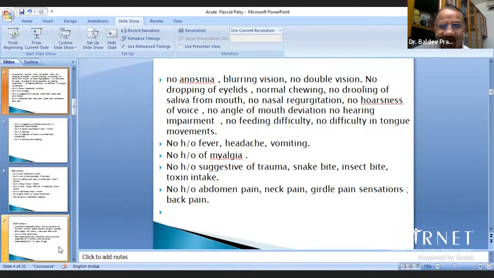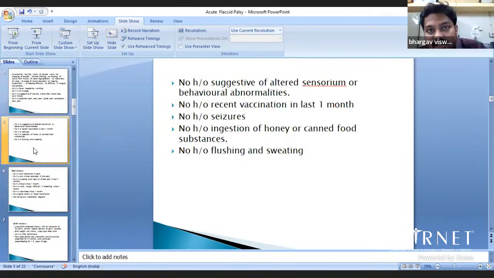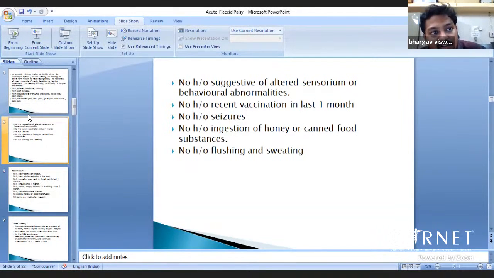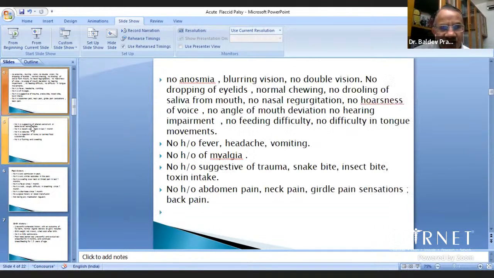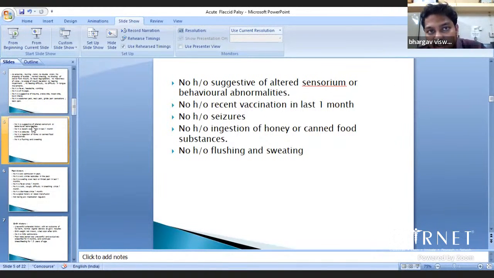Bhargav, can you go ahead? Okay. No history suggestive of altered sensorium or behavioral abnormality. I think before that some past history was there in the slide. No, sir, this is the slide, this is the continuation. Okay. No history that is suggestive of altered sensorium or behavioral abnormalities, no seizures, no recent vaccination in the last 1 month, no flushing and sweating, and no honey and canned food substance ingestion.